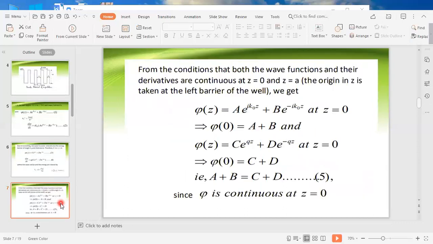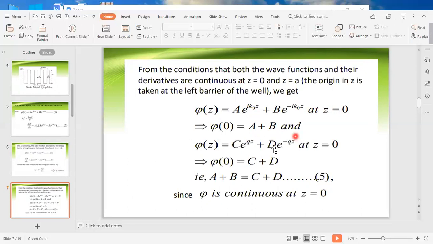Now, the next condition is, we are considering that both the wave functions and their derivatives are continuous at z equal to 0 and z equal to a. Then what happens? Suppose, in the first equation, we substitute z equal to 0. What we will get is psi of 0 is equal to a plus b.